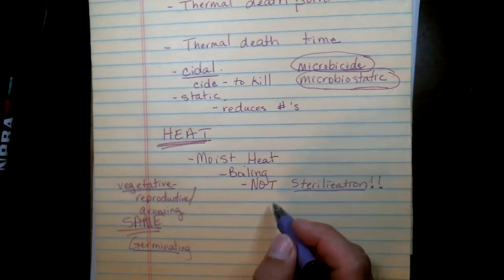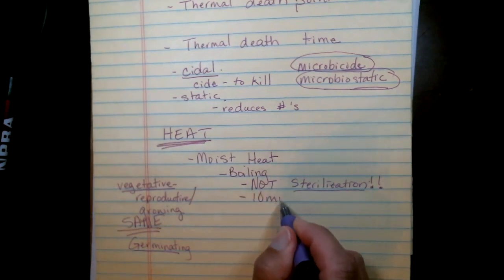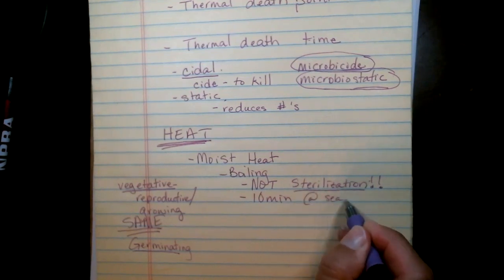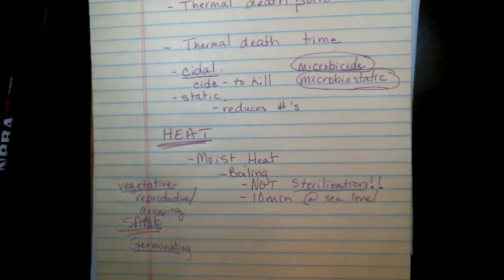Okay? How long do you have to boil? 10 minutes at sea level. When you change atmospheric pressure, it changes the length of time you have to do things. Okay, so it's important to realize at higher elevations, water boils at lower temperatures because atmospheric pressure is lower. Therefore, a longer boiling time is required in a place with lower atmospheric pressure such as Denver than in Los Angeles to get the same antimicrobial effects.